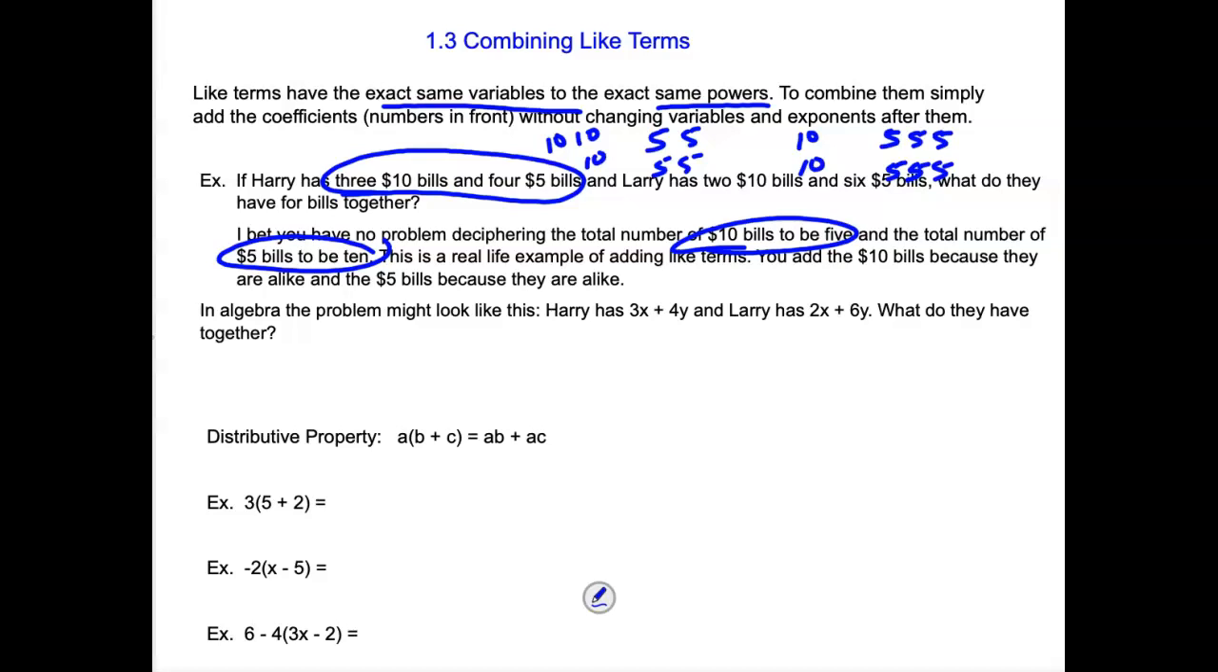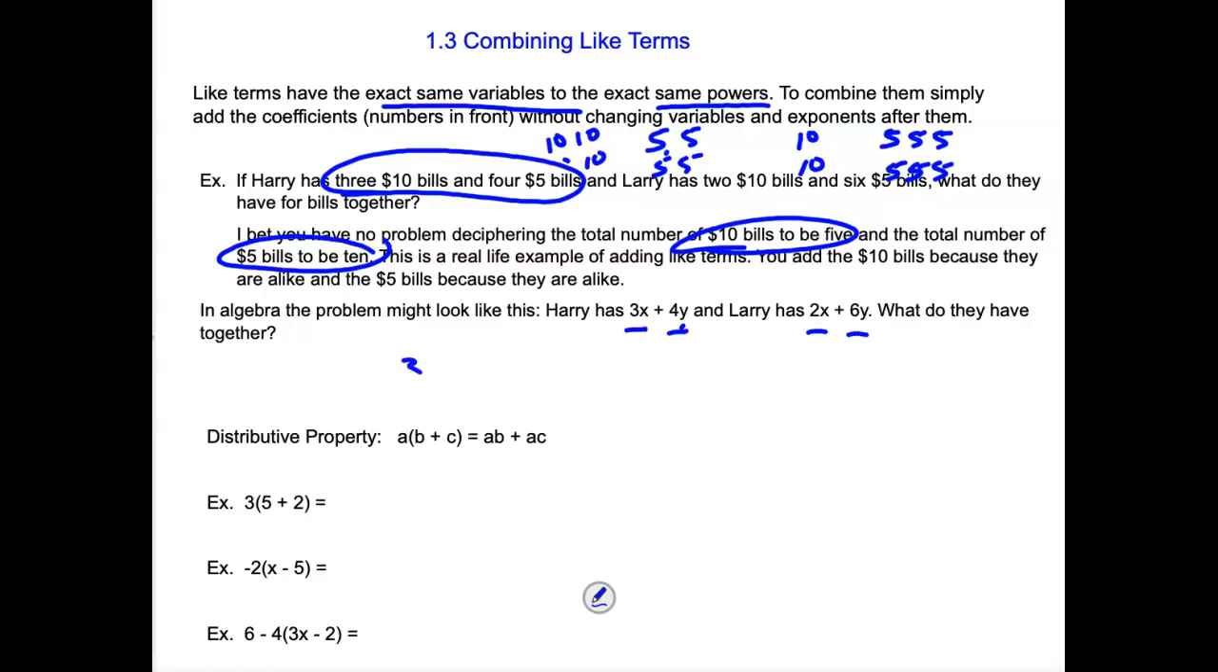By putting those together, you just add like terms. The like terms in this case were the dollar bills, the $10 bills, and the $5 bills. Now in algebra, they're letters. They're not actual bills. But those letters stand for some value. So an example algebraically would be 3x, 3 10s, 4y, 4 5s. So the x in this case would be 10s, the y in this case would be 5s. And then Larry would have to be 2 and 6.